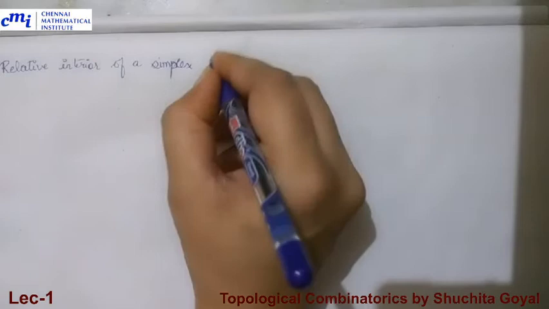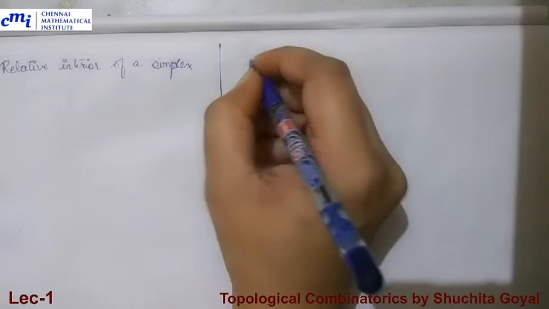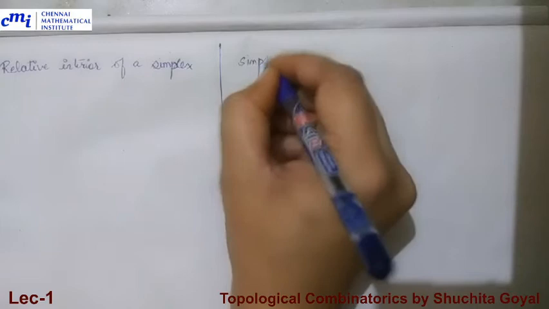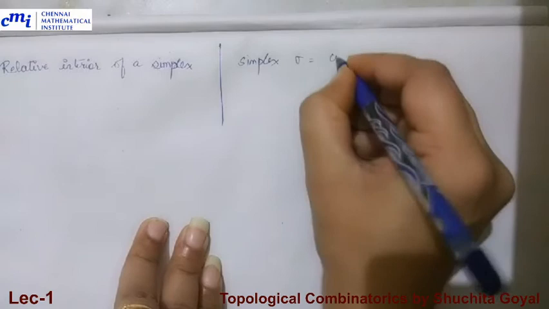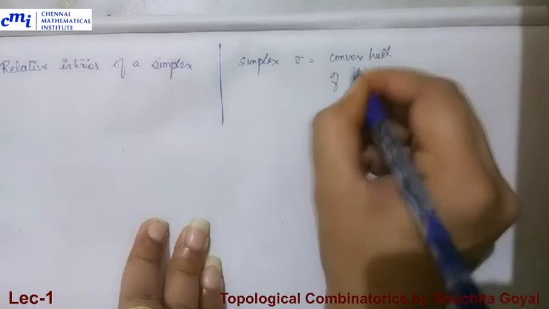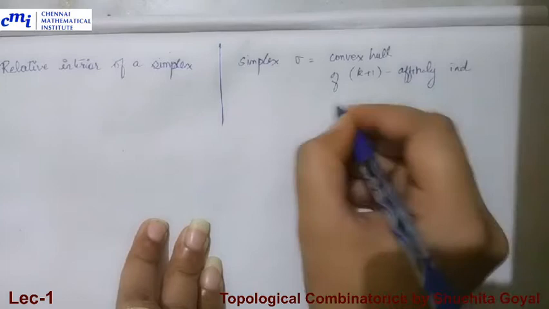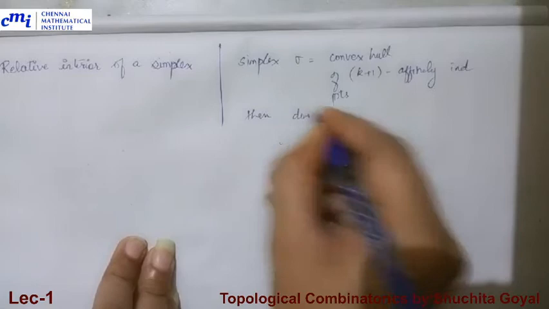So, what is the relative interior of a simplex? We have already seen simplex doesn't mean just one simplex. All of its faces are also simplices. When you look at a simplex geometrically, this is a solid ball in a particular dimension. Before that, let's see the dimension of a simplex also. If a simplex has been generated by k plus 1 many affinely independent points, simplex sigma looks like the convex hull of k plus 1 affinely independent points, then the dimension of sigma is k.